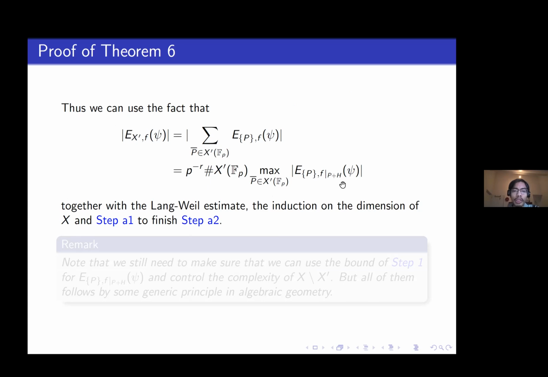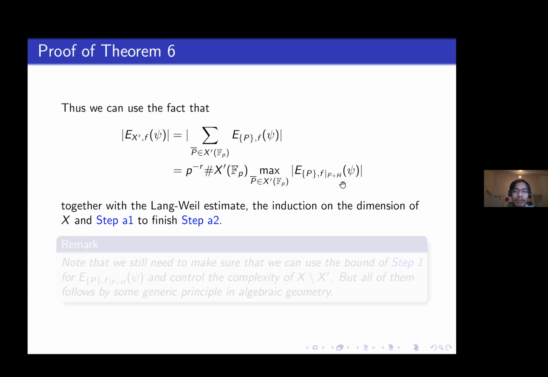Of course, here we need to use a Lang-Weil estimate, because the dimension of x prime is equal to the dimension of X. So we have some bound for x prime F_p in terms of p power r. So we can have some elimination for p power minus r and x prime, the number of x prime points here. And it means that we can bound the exponential sum associated with x prime, F and psi.